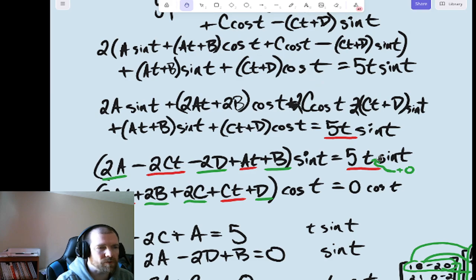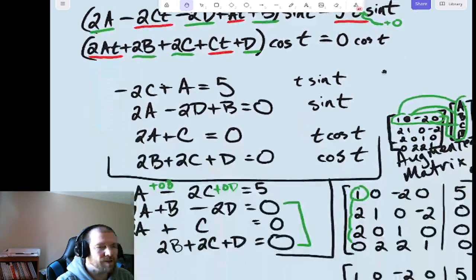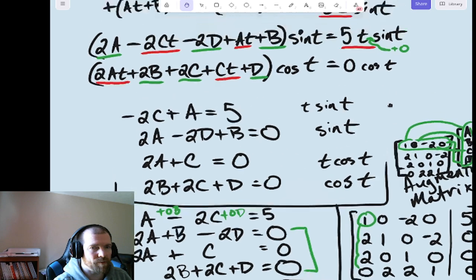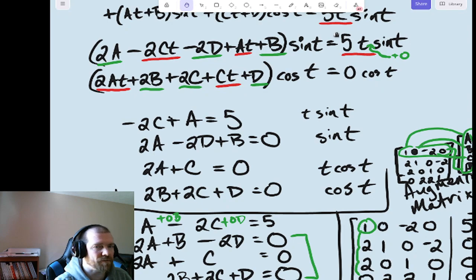But essentially, we take this thing, we plug it back to the original equation, and we get a system of equations which look like this. Stuff that has t sine of t, stuff that has sine of t, stuff that has t cosine of t, and stuff that has cosine of t. And we know from above how much stuff we need. We need a 5 t sine of t and nothing else.